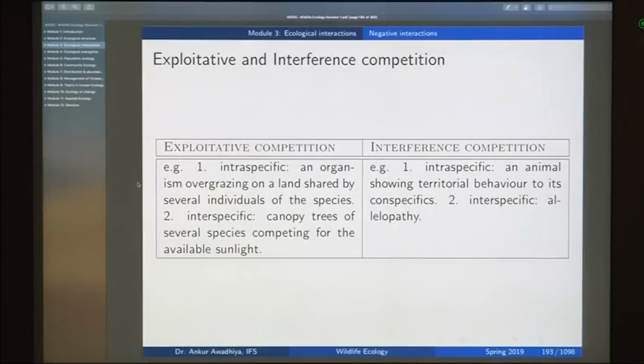or the second example is the canopy trees of several species that are competing for the same available sunlight. So, if one is expanding itself so that it gets more sun, the others will not be able to get sunlight in that much amount. So, this is exploitative, the individuals are exploiting the resources. In the case of interference competition, the intraspecific example is an animal that is showing territorial behavior to its conspecifics or members of the same species, and in the case of interspecific it is allelopathy. Now, in the case of allelopathy, one organism is giving out some chemicals that are inhibiting or killing off the other organisms.